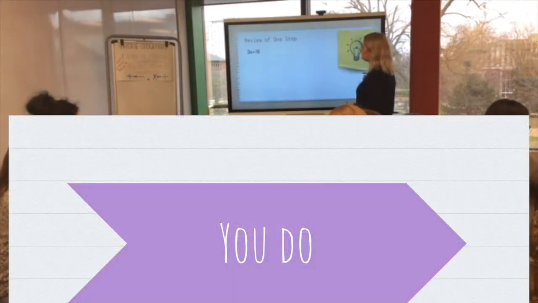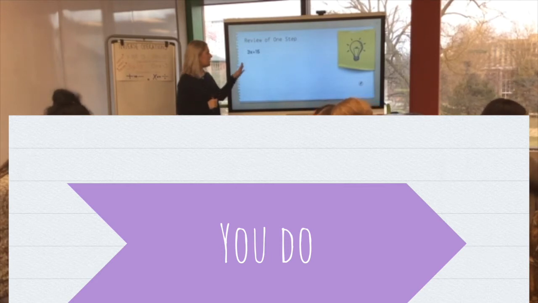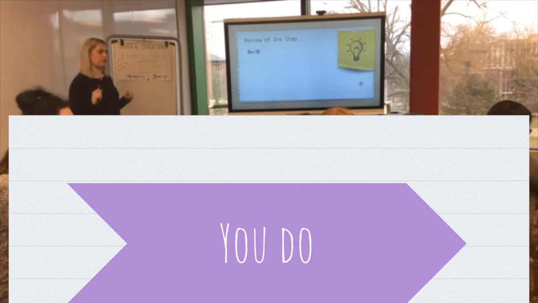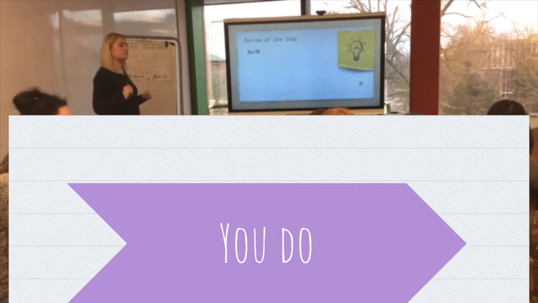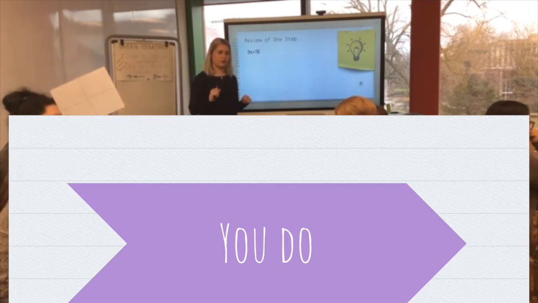Here's an example of a you do model. All right, so I want you guys to write this one on your whiteboard, and you're going to do this individually, and then we're going to hold them up and see what you guys get. This is a review from last week because remember it's one step. This is not a two-step equation yet. So remember you can use this chart if you need to remember your inverse operations. You can just hold up your whiteboard and do a quick check. Okay, thank you for sharing. You can put your whiteboards down.